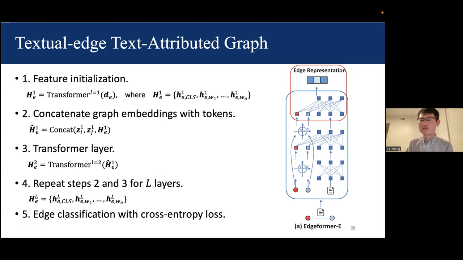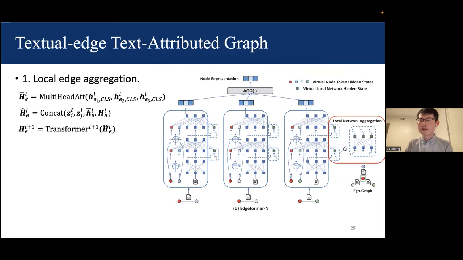So now we finished the model for learning embedding on edge. Now let's look at the next model, how we learn embedding for node. This model is illustrated by the figure on the right-hand side. Here, suppose the central node is the red node, and the red node has three neighbors, blue, gray, and green. Each edge has its own textual content.